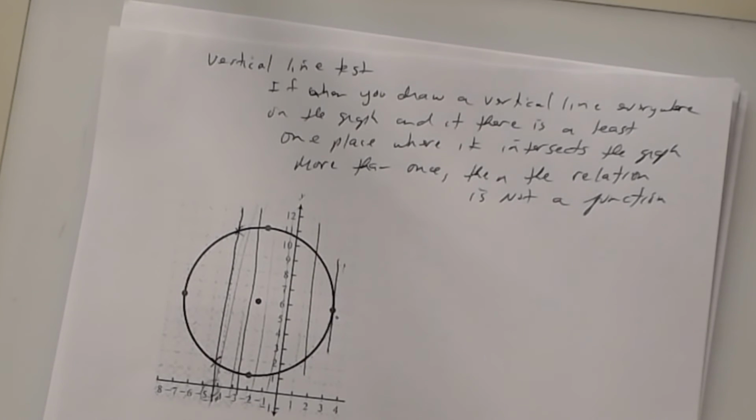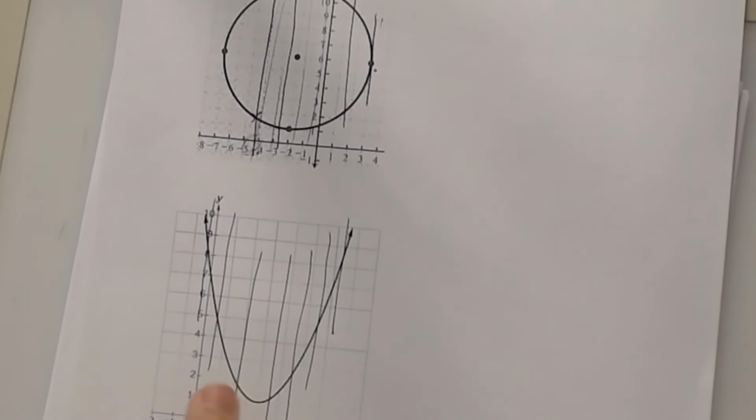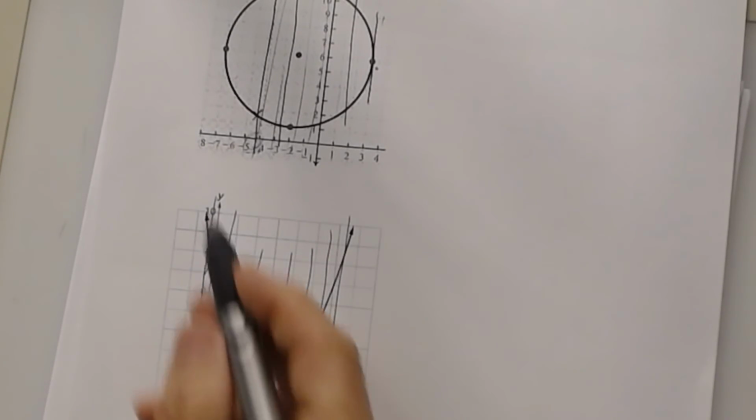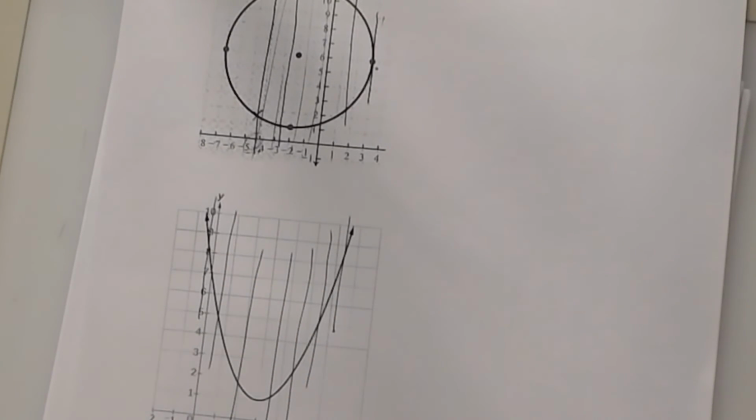So the circles you had on test 1, were those relations functions or not a function? Not a function. Not a function. This parabola, is that a function or not a function? It's a function because no matter where you draw it, the vertical line only intersects it how many times? Once each time. Okay, let's go to the next one.